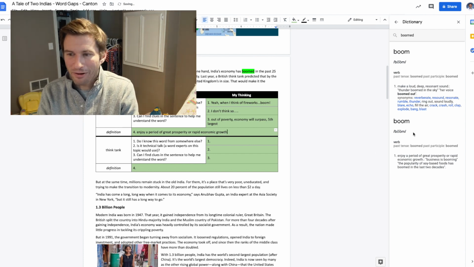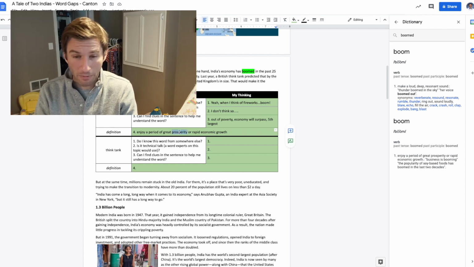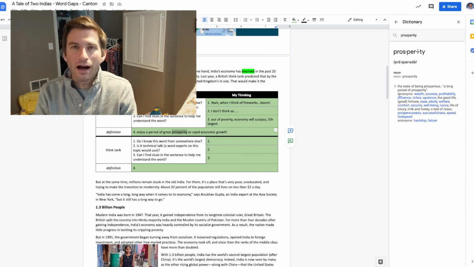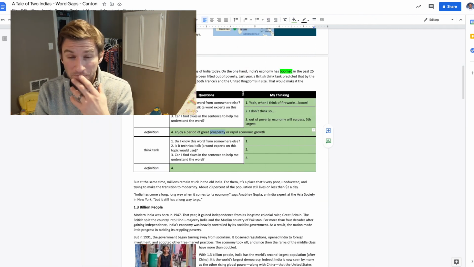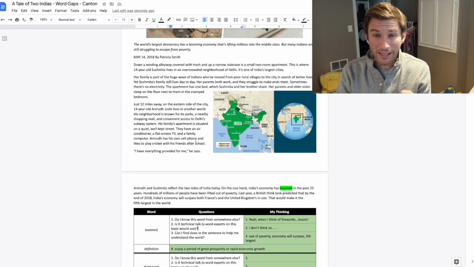And so I'm just going to go ahead and copy that definition because that is the definition of boom, a period of prosperity or rapid economic growth. Now, of course, if you didn't know what some of these words mean, like prosperity, you could also look up those words over here on the side. But that's not what we're after right now. And so that's really what you're going to do before we go on together.